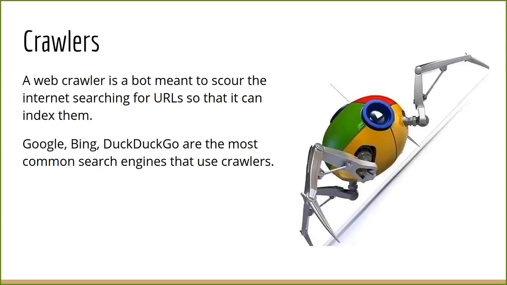So, the first thing that we can talk about is what a crawler is. A web crawler is just a bot that is scouring the internet, finding URLs that haven't been indexed yet, and then finding keywords and images in that website so it can index them. Google, Bing, DuckDuckGo, these are major search engines that most people know about, and they have bots going out all the time looking throughout the whole internet trying to find websites that they can index so that when people search, they can find those.